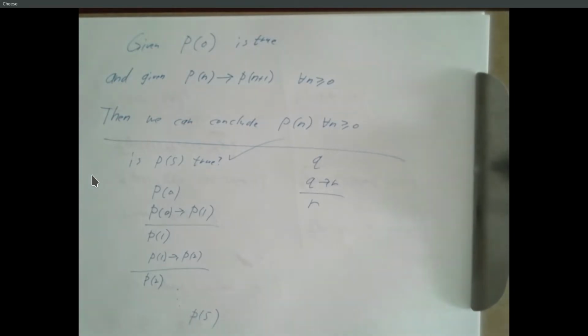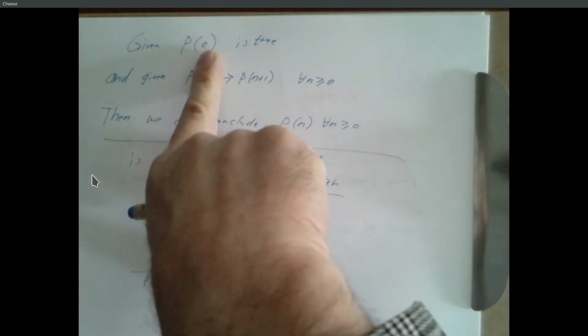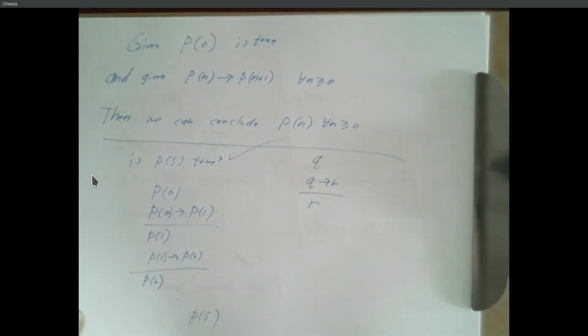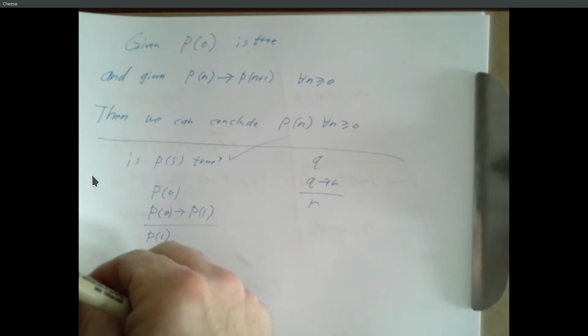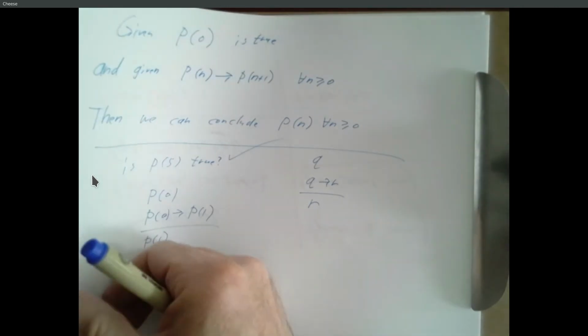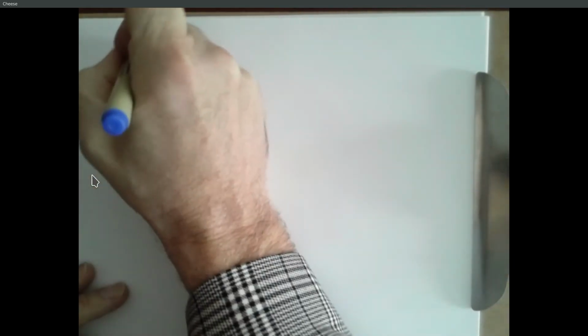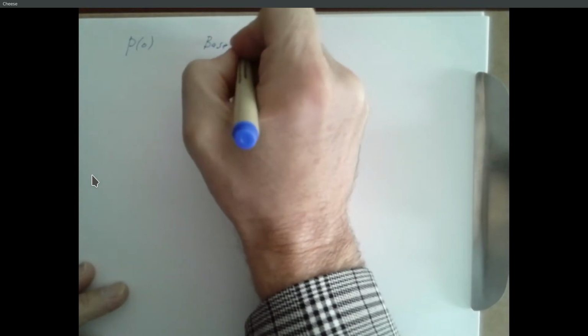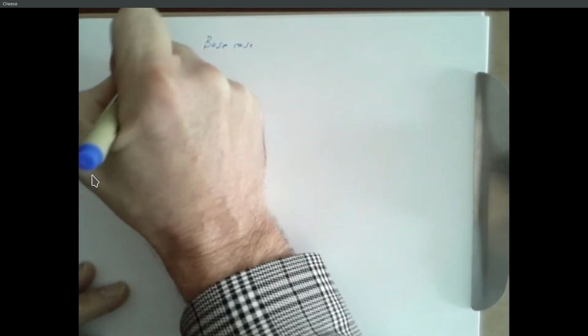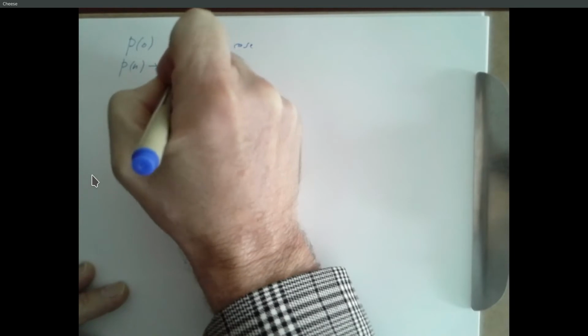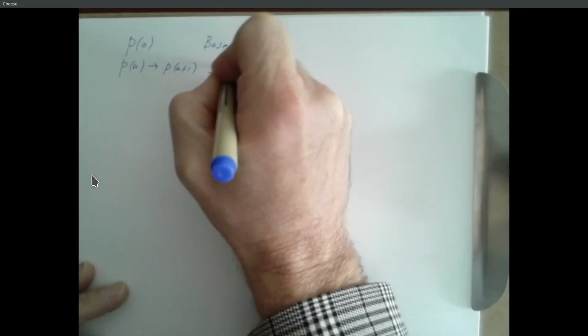Okay, so it's a formal wrapper around something that we already know intuitively, which is we can start here and we can keep taking steps until we get to P of whatever we're after. So you got 2 steps, 2 pieces. This is your base case. And this is your inductive step.